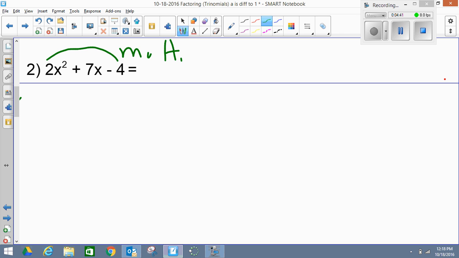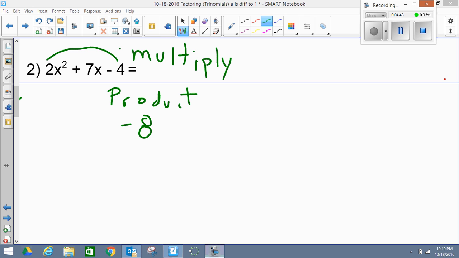2 times -4 is -8. I multiply 2 times -4, and that gives me a product of -8. So I'm going to look for a product that is equal to -8, and the sum still is the middle number. So my sum has to be equal to 7. So two numbers that you multiply, you get -8, and you add or subtract, you get 7.